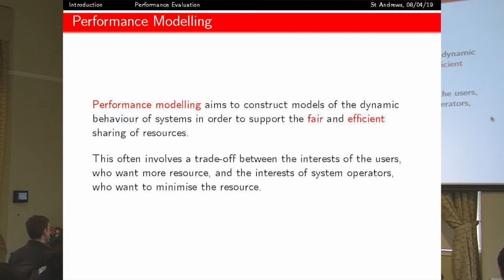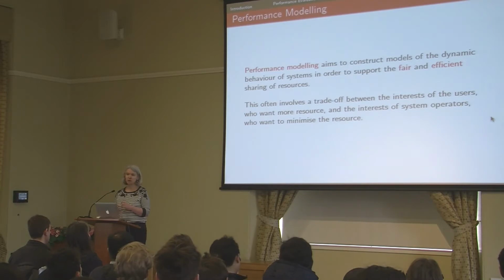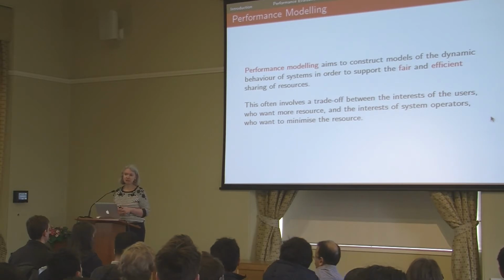So this will typically be a trade-off, because users are happy to have as much resource as they can get. So performance problems are usually due to contention for resources. But system managers don't want their resources, which are often expensive and hard to maintain, to be idle. So they want them to be efficiently used. So you have this trade-off. From the user's point of view, you put in as much resource as possible, and from the system manager's point of view, you want to minimize that, to keep systems simple and maintainable. And so we do performance models to try and work out the optimal, in some sense, trade-off there between the two interests.